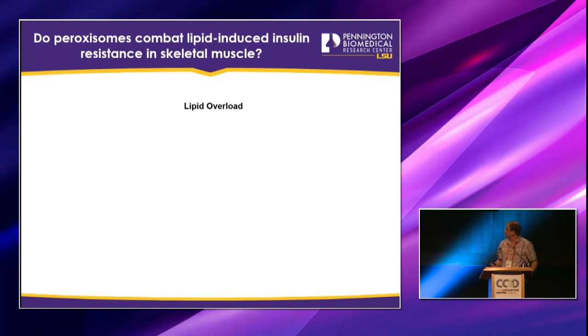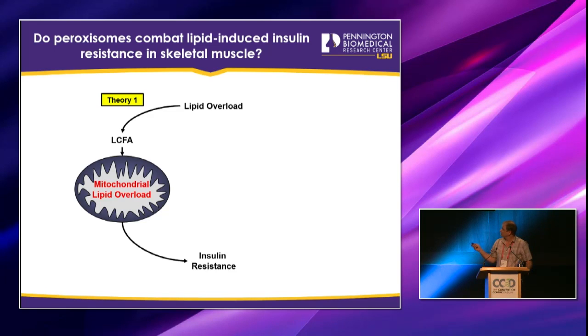So when we think of lipid-induced insulin resistance, there are typically two models that people think of. One model is you get this excess lipid that floods its way into the mitochondria, and that overwhelms its capacity to break it down. And that the overwhelming lipid flux into the mitochondria induces a stress which feeds back to inhibit insulin sensitivity. And that's the mitochondrial lipid overload model.